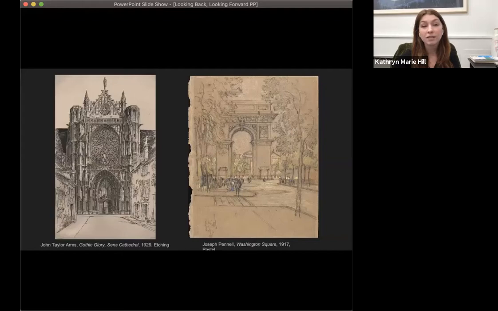These two works, seen in tandem, show how the past can coexist with the present. Although Armes's Gothic Glory focuses on the historic Gothic cathedral, the structure still stands for us to explore and admire today. The same goes for Pennell's Washington Square.